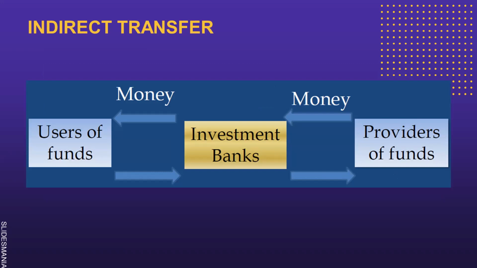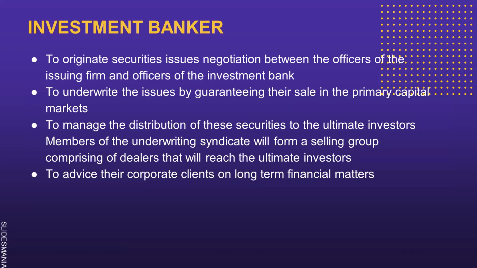In this first example, we have the investment banks. There's no direct transfer between the users and providers of funds. In this example, there is an intermediary or third party, which is an investment bank. Let's try to define what an investment bank is. Investment bankers originate securities issues through negotiation between the officers of the issuing firm and officers of the investment bank. They also underwrite the issues by guaranteeing their sale in the primary capital markets. They manage the distribution of these securities to the ultimate investors. Members of the underwriting syndicate form a selling group comprising dealers that will reach the ultimate investors. Investment bankers also advise their corporate clients on long-term financial matters.